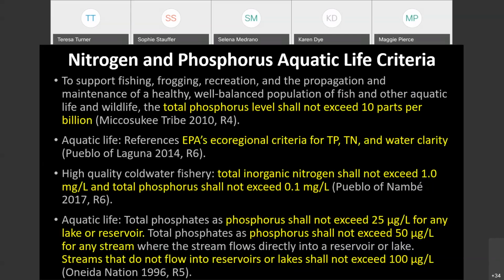Oh, and there is one more thing I wanted to flag in the bottom example. This tribe, the Oneida Nation, has established different criteria for different types of water bodies. And it's interesting what they've done here. So they've done phosphorus shall not exceed 25 micrograms per liter for any lake or reservoir. Then they have 50 micrograms per liter phosphorus for any stream. And then, I'm sorry, that's any stream that flows directly into a reservoir or lake. And then they have another criterion for streams that do not flow into reservoirs or lakes. So water body type matters for nutrients.